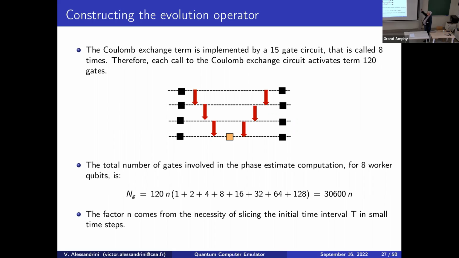You emulate once this famous term, and you have altogether 120 gates. And if you count how many gates there are when you have 8 auxiliary, 8 worker qubits, then you have the 120 times this. This is the doubling of the time on the different qubits and so on. And this n here is what you need for Trotterization. You have to take the time interval and slice it in small steps in order to be able to approximate the exponential of non-commuting operators. And this is a standard thing.